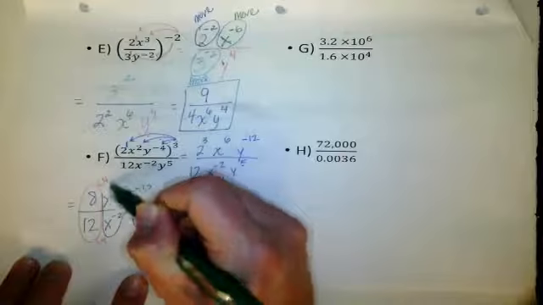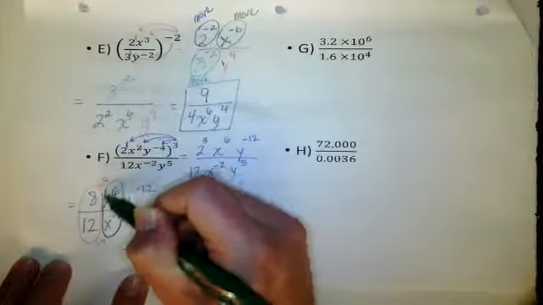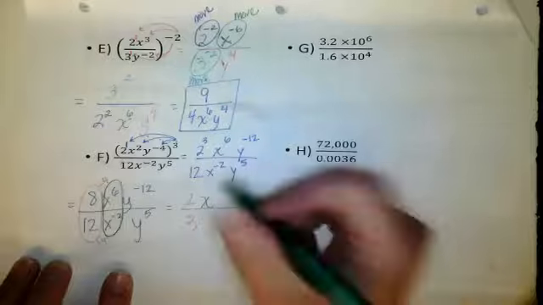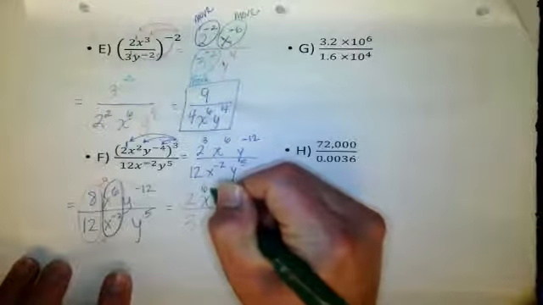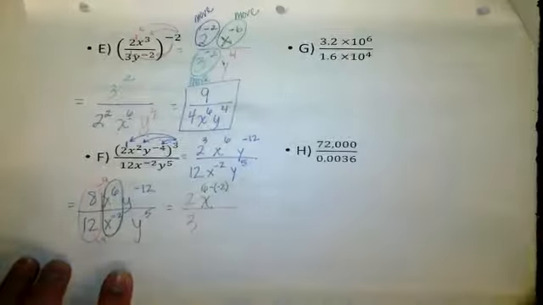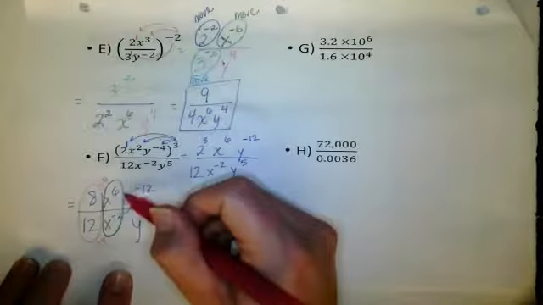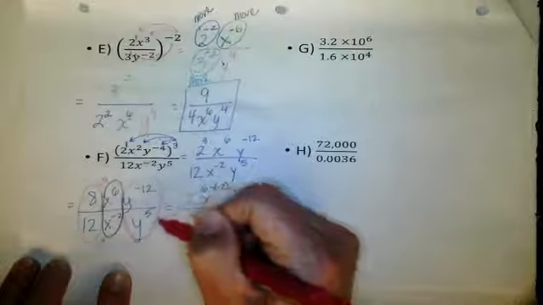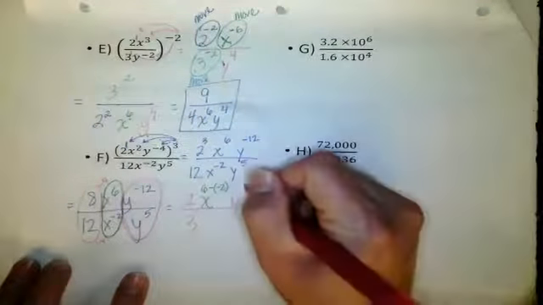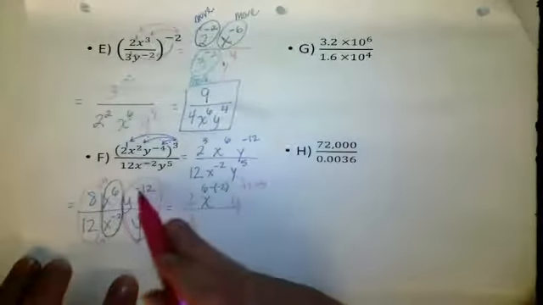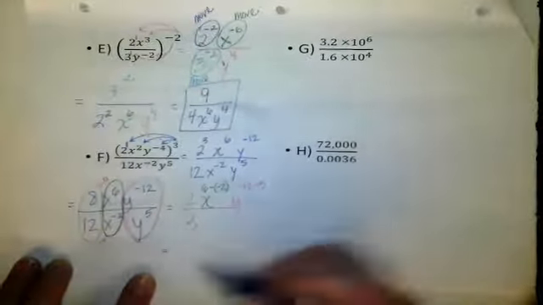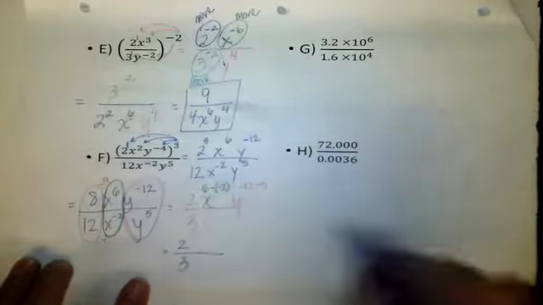X to the 6th divided by x to the negative 2. What are we going to do with our exponents? Subtract. Oh, that's right. 6 minus the negative 2. Be careful. And last, we got a couple of y's. Y's have the same base. So the base stays in the numerator. And we're going to do negative 12 minus 5. Negative 12 minus the 5.